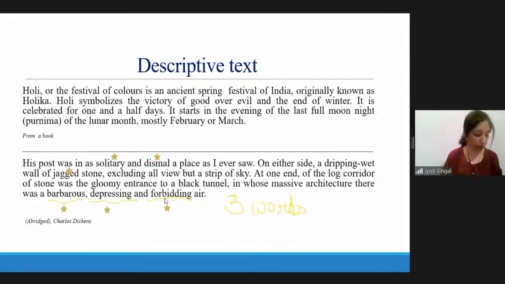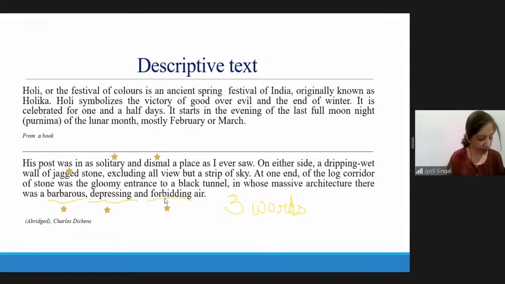Abridged means, oh my God, Prashant, you managed to read abridged also. I'm so glad that you're reading every word on the slide. Abridged means it's a little shortened version of one of the texts of Charles Dickens. Okay, that's what abridged means.